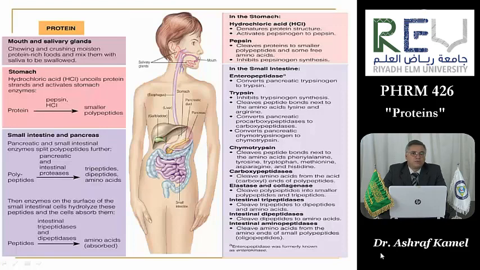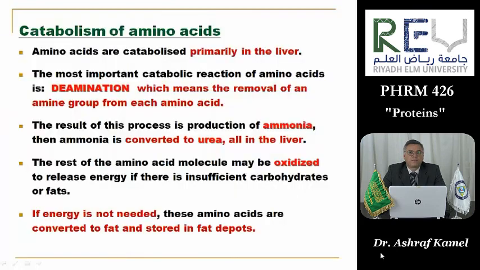Then finally, the enzymes on the surface of the small intestine hydrolyze these peptides, and the cells can absorb only amino acids after complete digestion. Examples of the enzymes that act on proteins: we have pepsin in the stomach, and in the small intestine we have the enteropeptidase, trypsin, chymotrypsin, carboxypeptidase, elastase and collagenase, intestinal tripeptidases, and intestinal aminopeptidases.